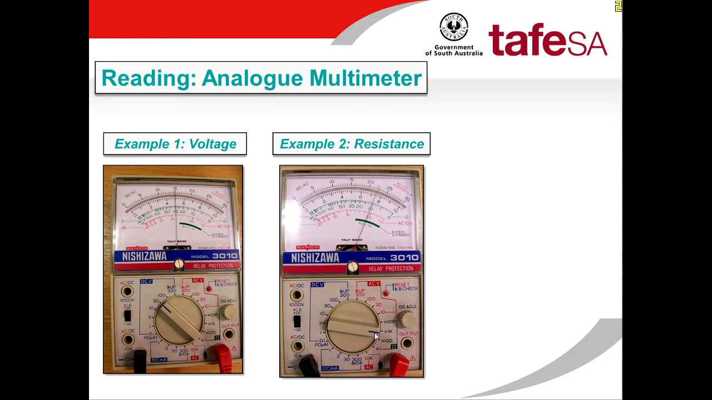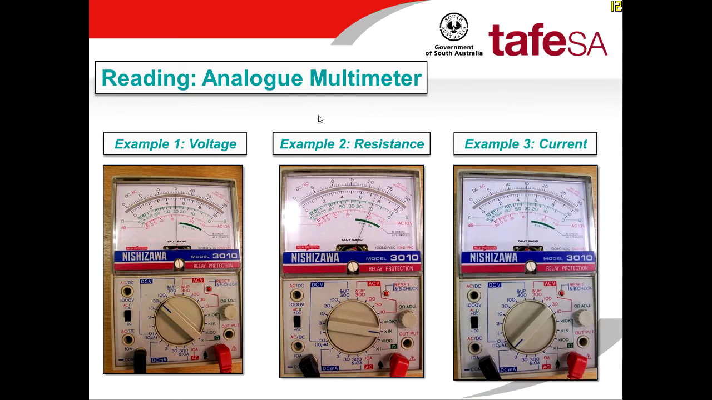If this dial was set to, for example, times 1, then our reading would be 10 ohms. If this was set to times 100, then this will be 1K ohms or 1000 ohms. Our last example will be measuring current.